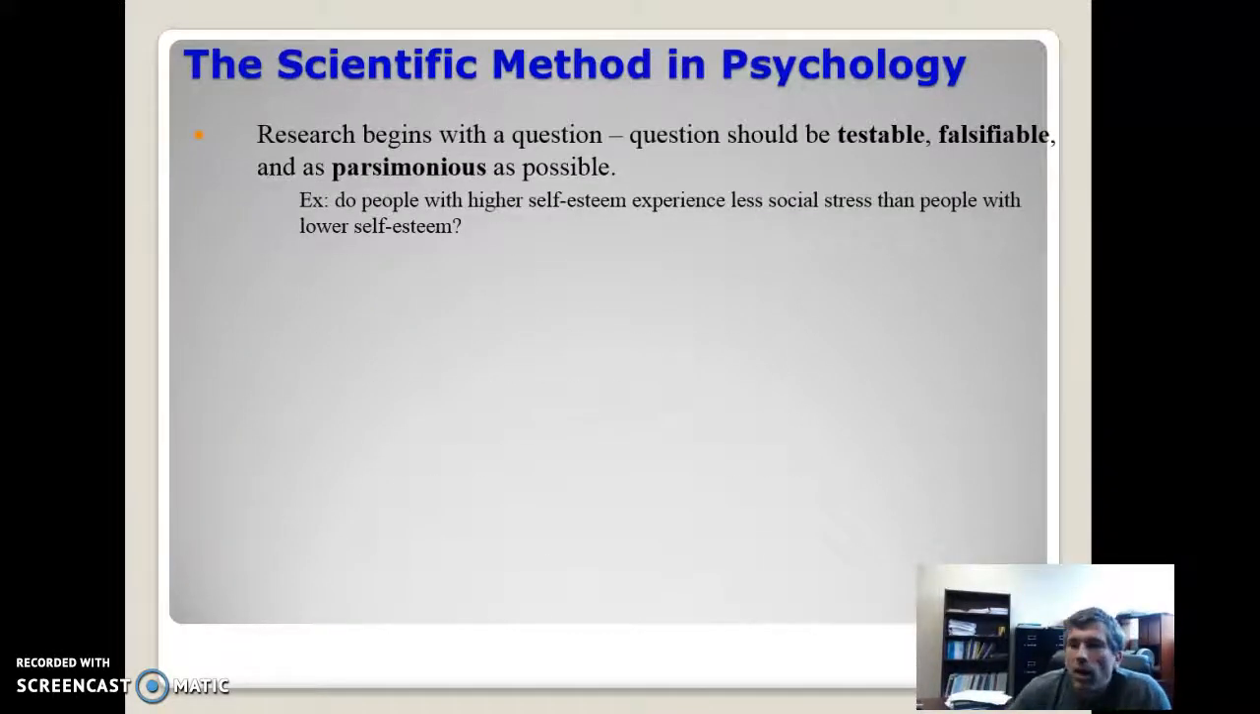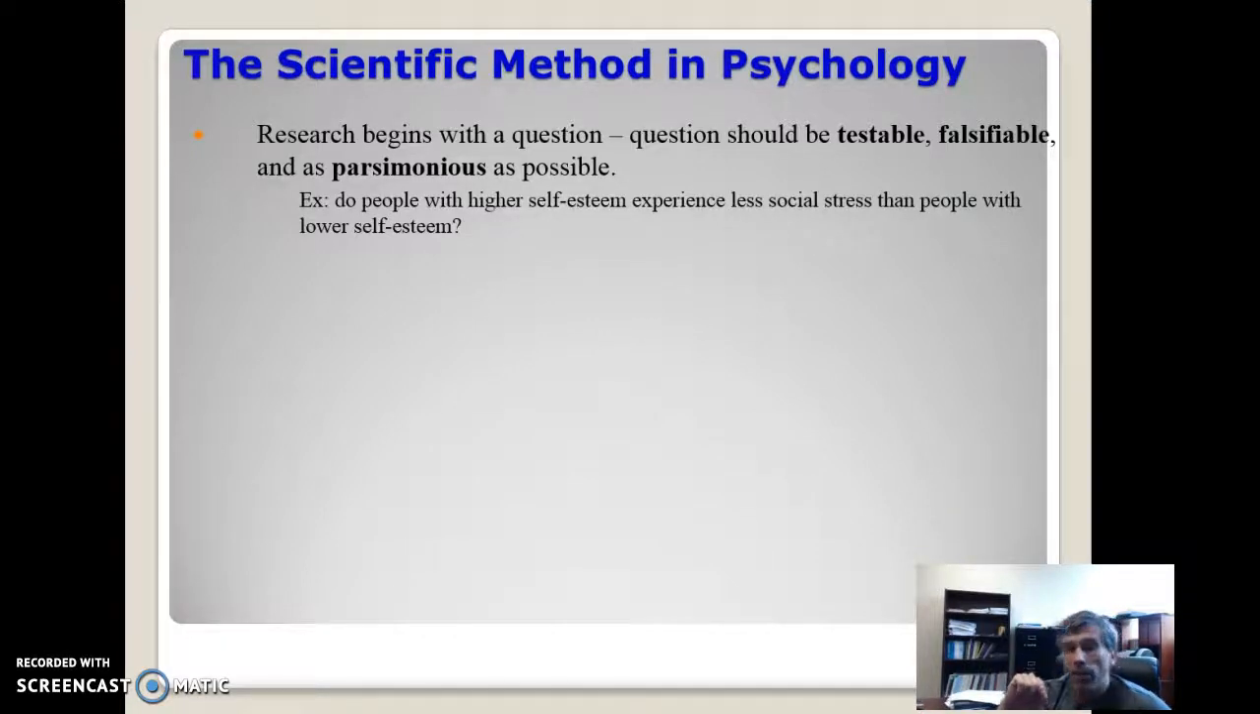So, a little bit more on research. When we start the process of research, we begin with a question, some sort of thing that we want an answer to, something we want to know more about. There are some characteristics that this question needs to have. It needs to be what's called testable, falsifiable, and parsimonious.